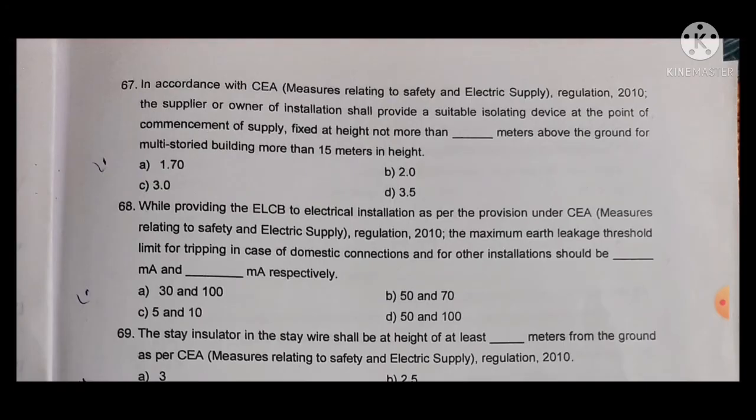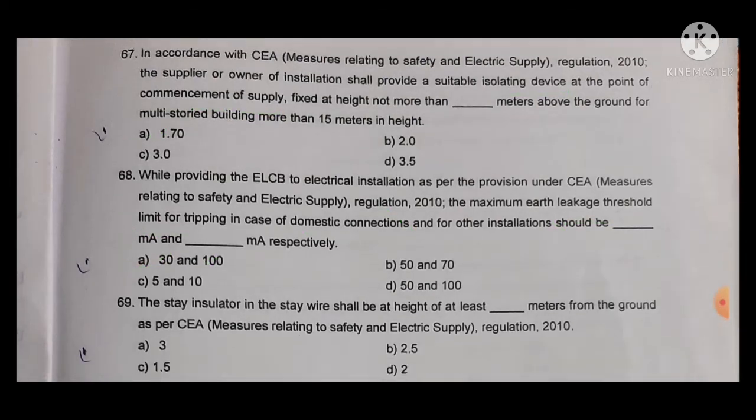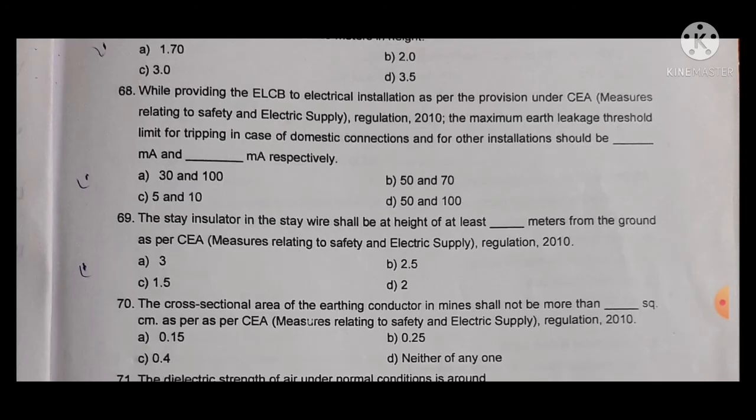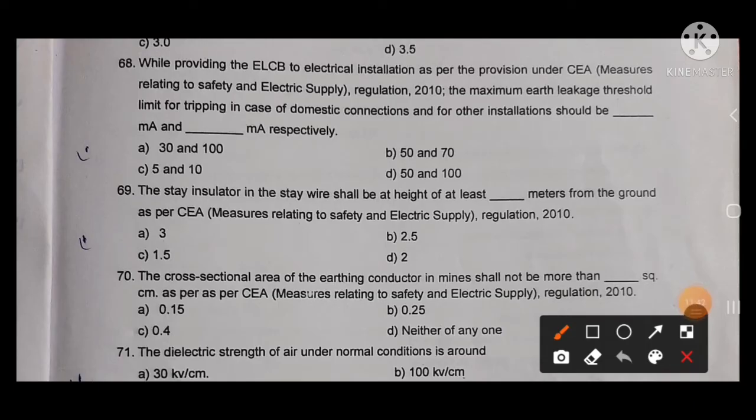Next, in accordance with the CEA, a suitable isolating device at the point of commencement of supply. This answer will be 1.70. Next is ELCB, the maximum earth leakage threshold limit for tripping. This is 30 milliampere for domestic connections, and for other installations this is 100 milliampere. You can find all the answers from that document also. The stay insulator in the stay wire shall be at a height of at least 2.5 meters from the ground. The cross sectional area of the earthing conductor is 0.4 square meter.